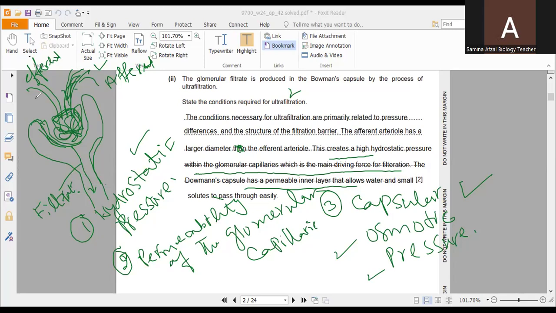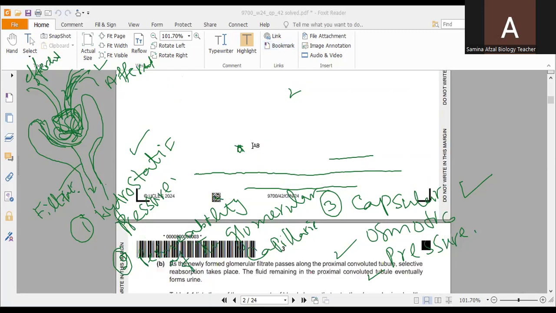So these are the conditions. We can also discuss other conditions, but the marks are only two. Now I'm moving towards the next question.